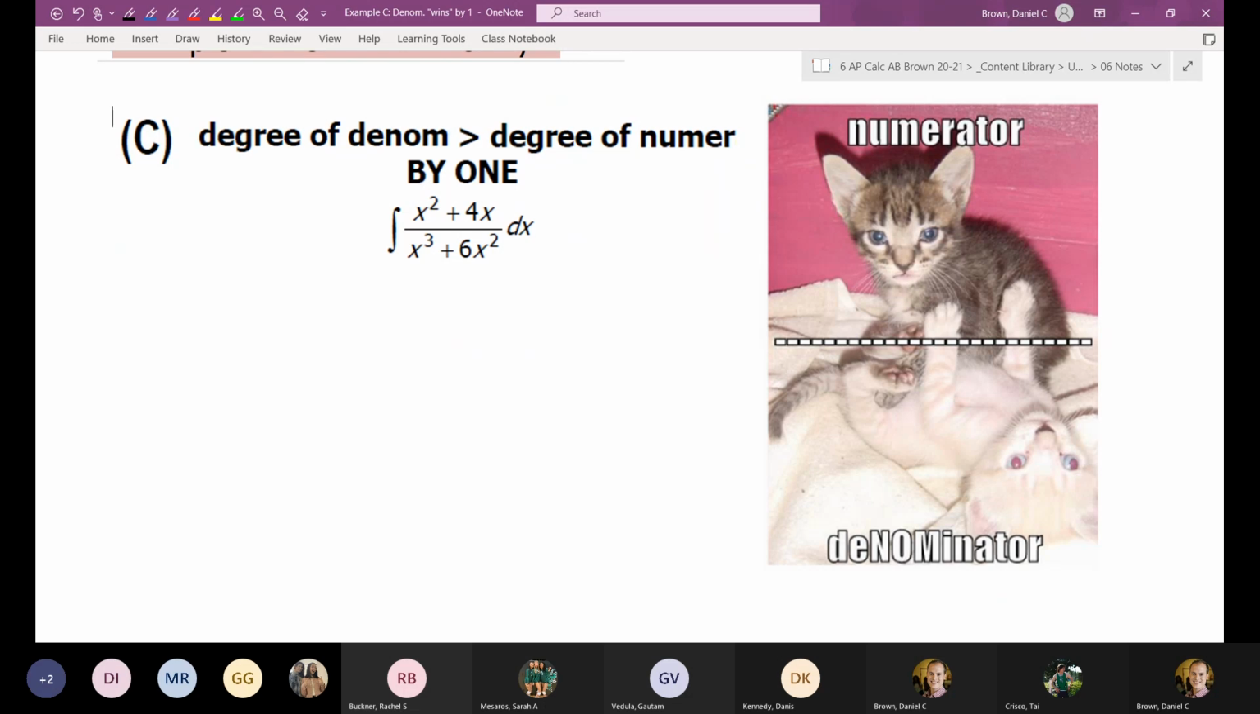So here's another one. I kind of wrote it up here already. This is a case where the degree of the denominator is bigger than the degree of the numerator. So this one is not a top-heavy problem, so we wouldn't do long division. I would just kind of open it up, and this is what we'll wrap up today.